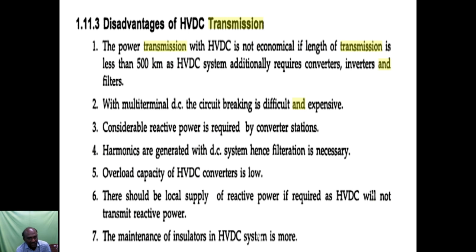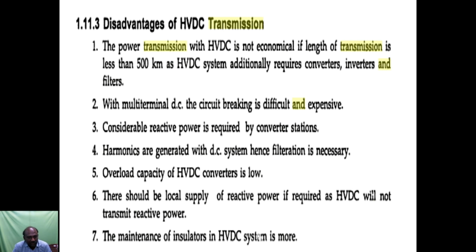Harmonics are generated with the DC system. Even though we do not have low frequency problems in the DC system, with the intervention of the rectifiers and inverters, which are all power electronic devices, the production of harmonics is also increased here. The overall capacity of HVDC converters is low. Loading capacity is low in terms of the HVDC converter.